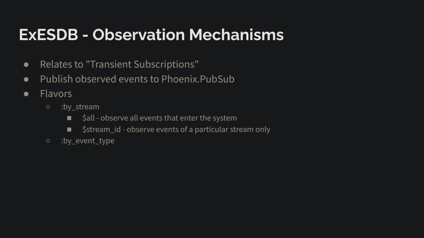A second flavor is the observation by event type, and as the name suggests, it will observe a particular event type for the system. So whenever, for instance, a fan activated version 1 event is added to the event store, this trigger will fire.